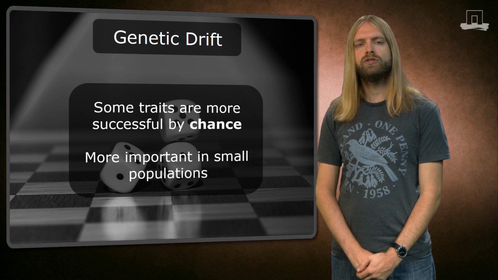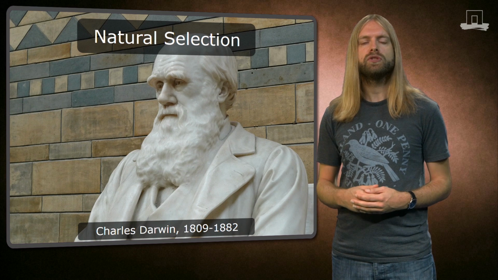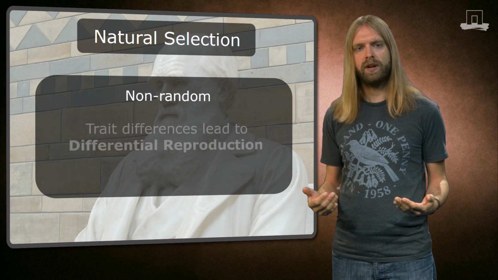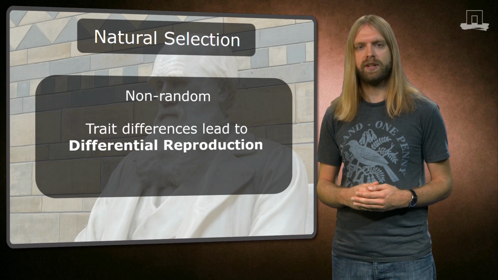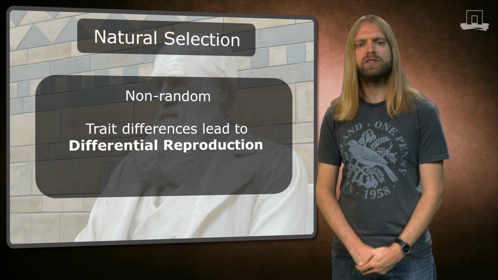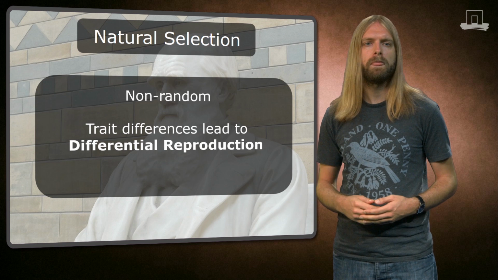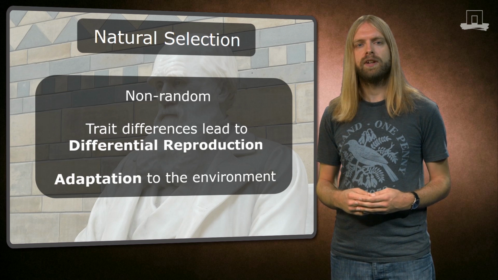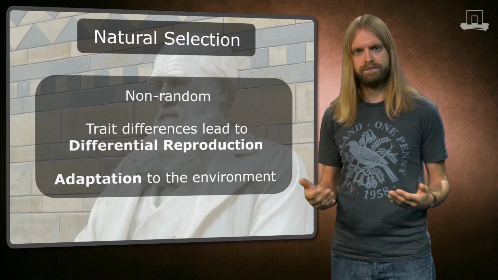The final process of evolution is natural selection, first described by Charles Darwin and Alfred Russel Wallace. Unlike mutation and drift, natural selection is a strictly non-random process that occurs because different traits lead to different reproductive success. Natural selection explains how the traits of animal populations change to suit their environment, a process we call adaptation. The logic of natural selection goes as follows.